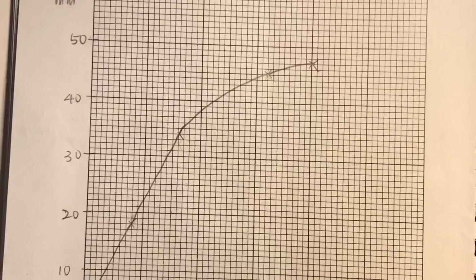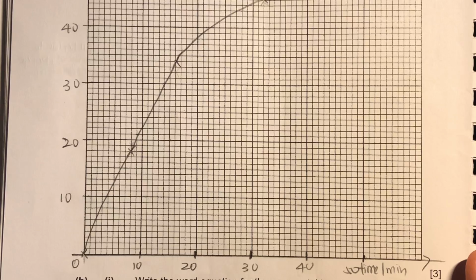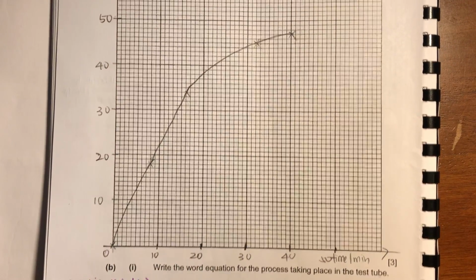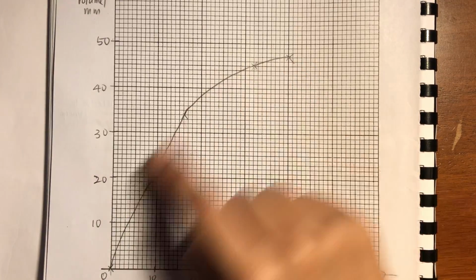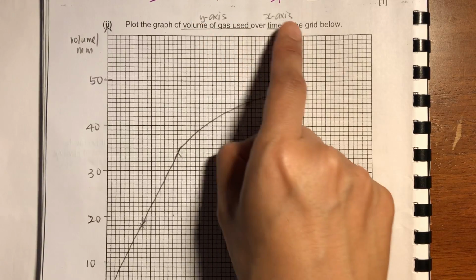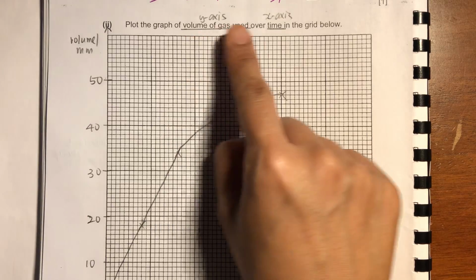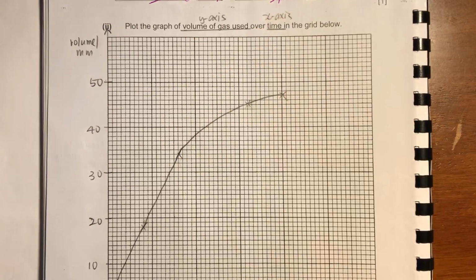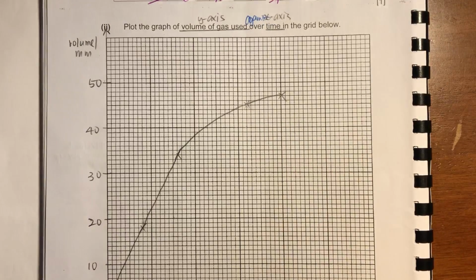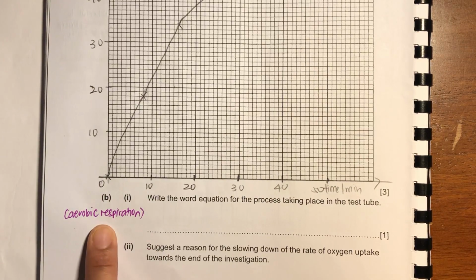So I think 1 mark for axis, 1 mark for correct plots, which must be 3/4, more than half the space provided. And the line must be drawn. Now the volume of gas used over time: what is before "over" is the one on the y-axis. Sometimes they use the word "against". Okay, so that is the graph, and of course you need to write the word equation for respiration.